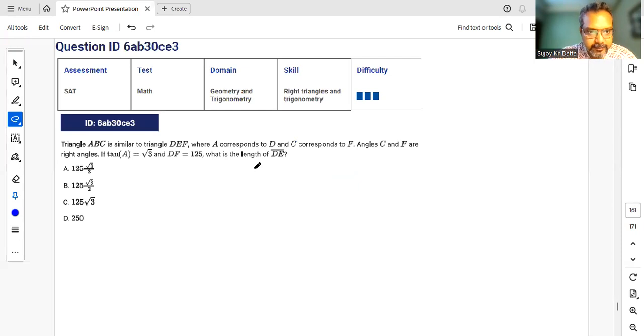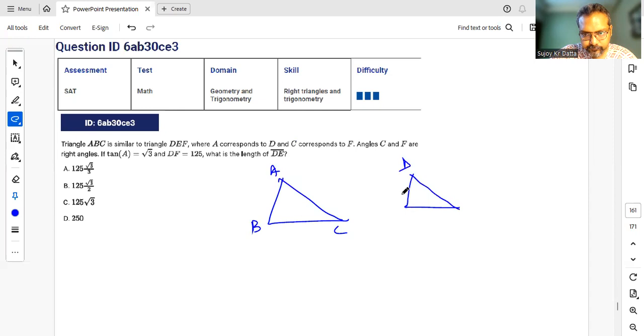So you have a triangle ABC similar to triangle DEF. So in order, A is D, C is F, and B is E. Obviously, in that case, C and F are right angles. So C and F are right angles. So let us just swap those.